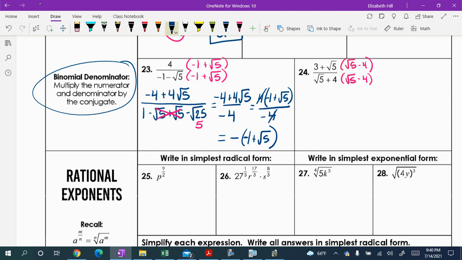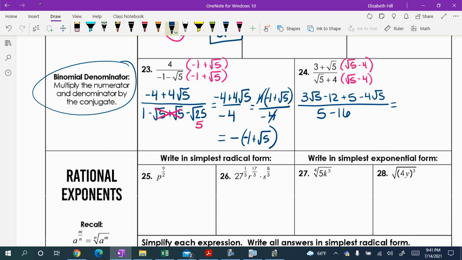3 times the square root of 5 is 3 square roots of 5. 3 times negative 4 is negative 12. Square root of 5 times square root of 5 is the square root of 25, which I'm going to go ahead and say right there I know that that's 5. Square root of 5 times negative 4 is negative 4 square roots of 5. Down below, I know that working with these conjugates the middle terms are going to cancel out. The O and the I will always cancel out. Square root of 5 times square root of 5, square root of 25, which is 5. O and the I are always going to cancel. 4 times negative 4 is a negative 16.